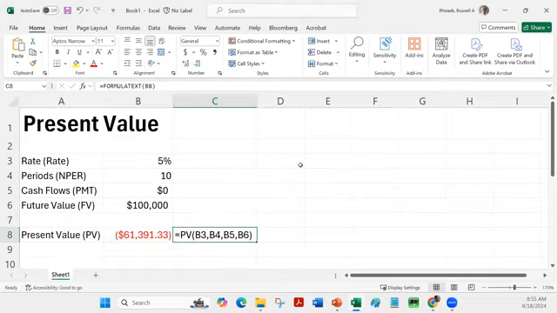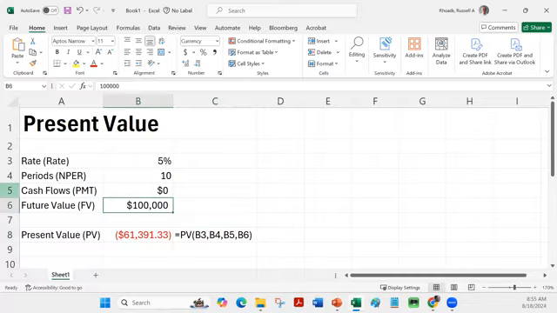We all owe a huge debt of gratitude to a student that introduced me to formula text a few years ago. So if you were asked, what is the present value of $100,000 with a discount rate of 5%, 10 years in the future, the answer is $61,391.33.